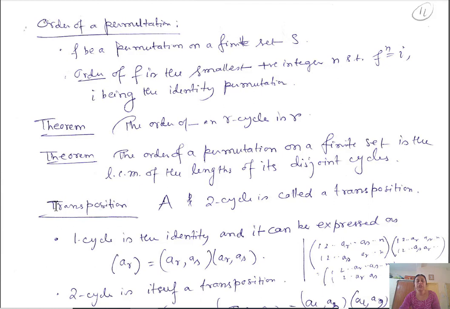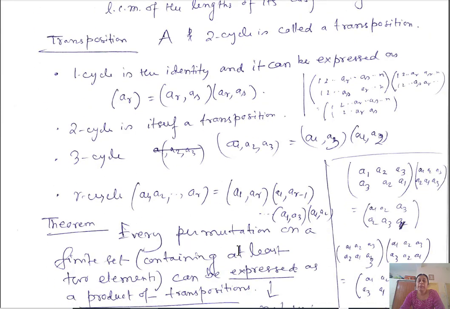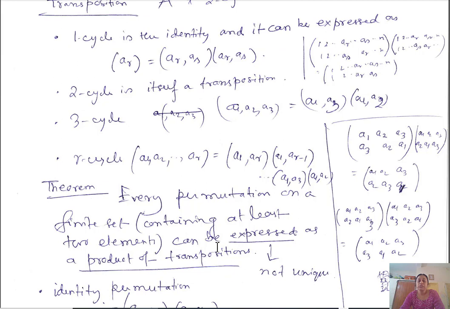Okay, so we define a transposition. A two cycle is called a transposition. So if you have an r cycle, it can be expressed as a product of transpositions. Every permutation on a finite set containing at least two elements can be expressed as a product of transpositions.